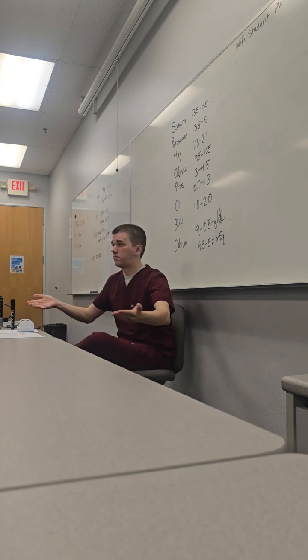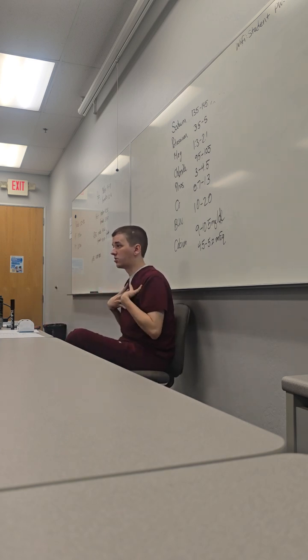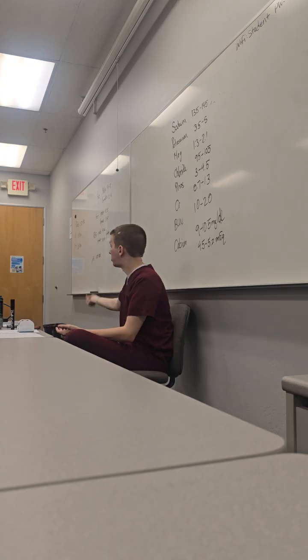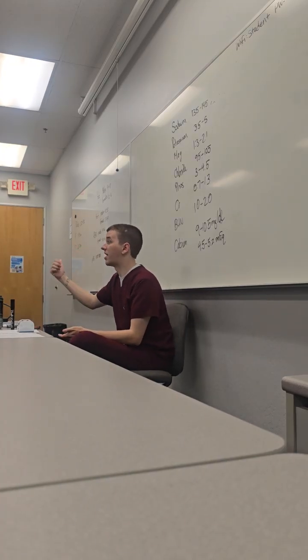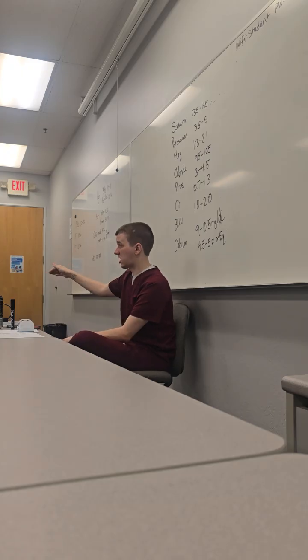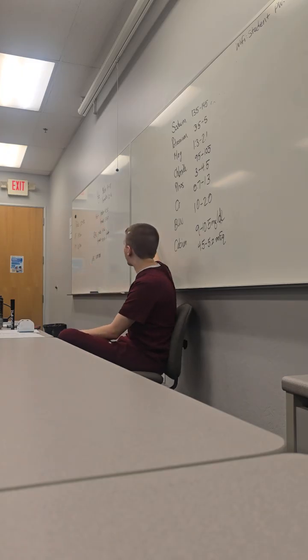So a dobutamine stress test is really easy. You lay them down, they have an IV, they have an EKG on the whole time, and you're going to give them dobutamine. That's going to artificially increase their heart rate like they are under exercise. And the machine that's attached to them is going to have a specific heart rate level that they're going to be at.